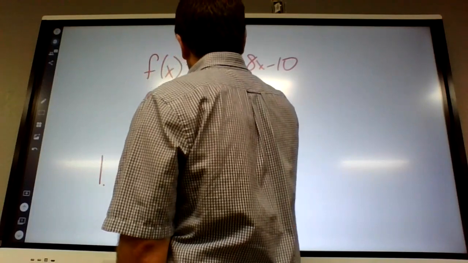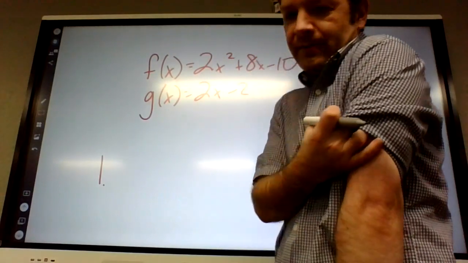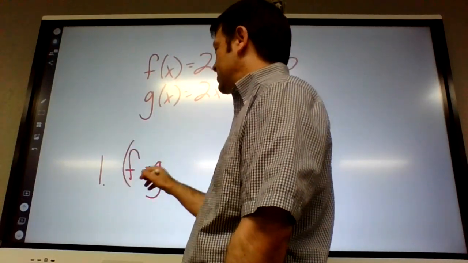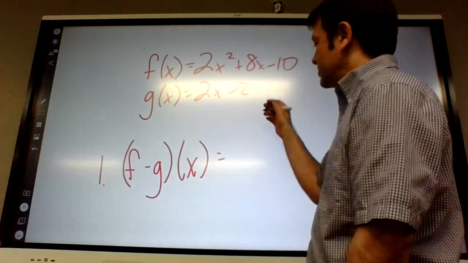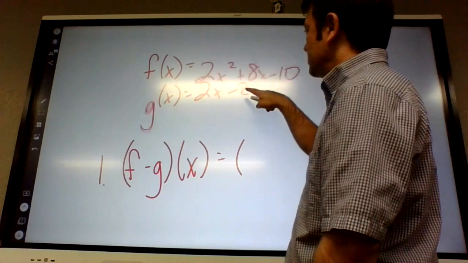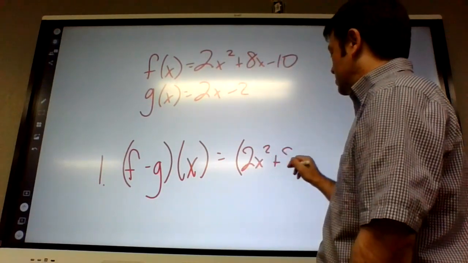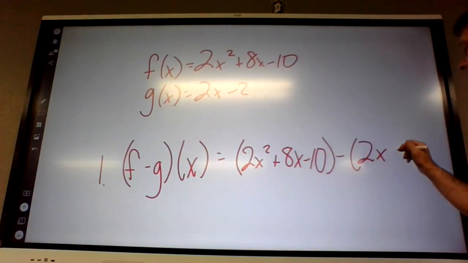Was it 2x minus 2? Yeah, alright. So number one is f minus g. Do you remember how we did this? Just like terms. Just do that minus that, so it's, no, that's not gonna work. 2x squared plus 8x minus 10, minus 2x minus 2.